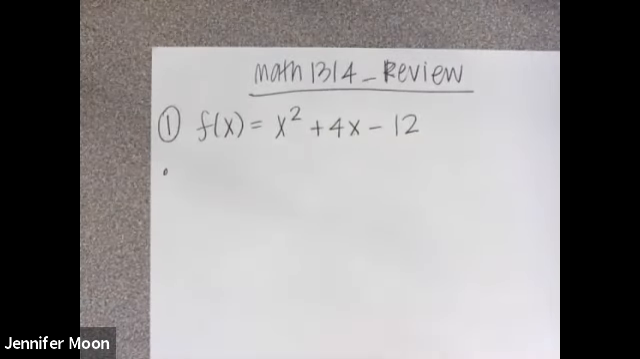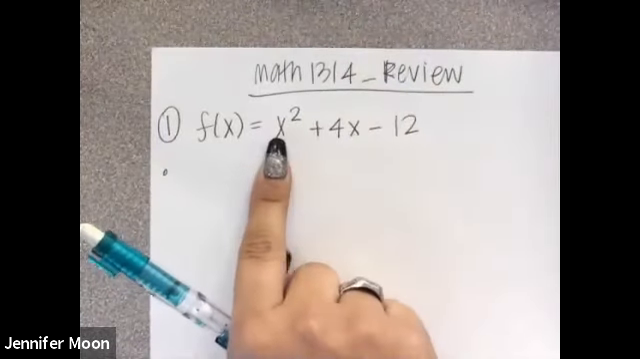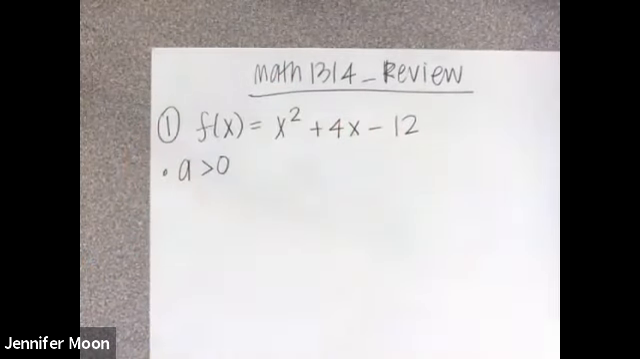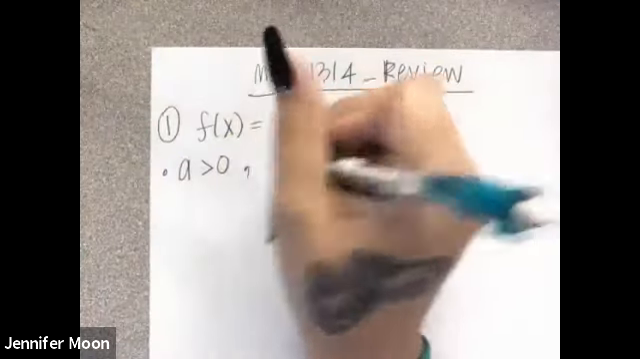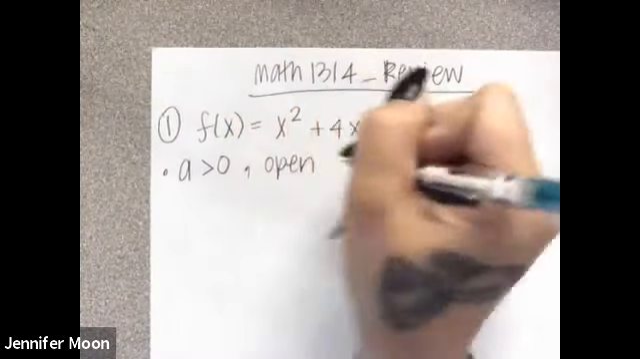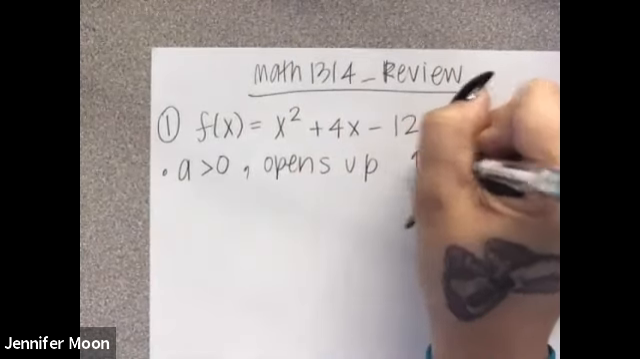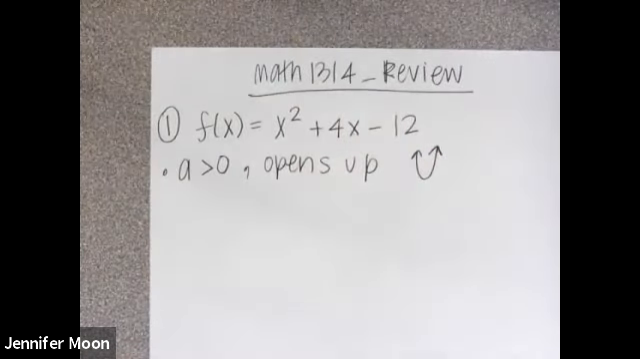If I'm looking to see if it opens up or down, this would be my A, right? And my A is greater than 0 because that's a 1. And if it's greater than 0, does anyone remember, does it open up or down? Up. So we could say opens up. And the way this would look would be like this, right?